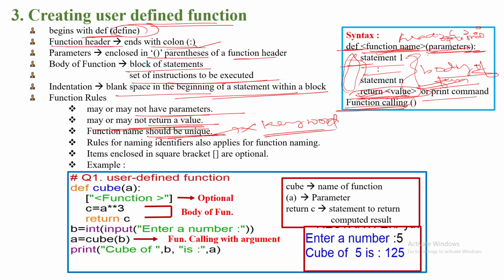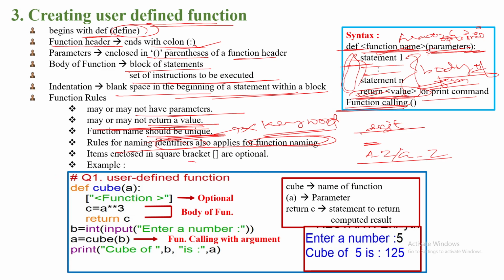Now, the function name should be unique. The rules for naming identifiers also apply to function naming, whenever you give a name in the function header. That means we cannot start with a digit as an identifier. Remember that, we can start only with an underscore or a letter, either capital A to Z or small a to z.